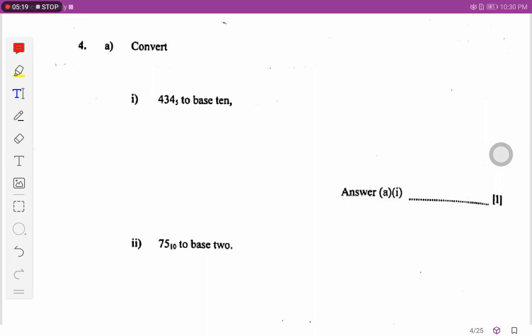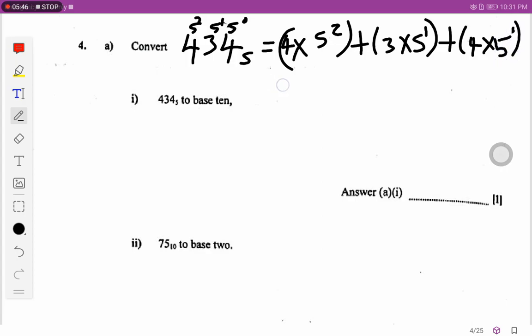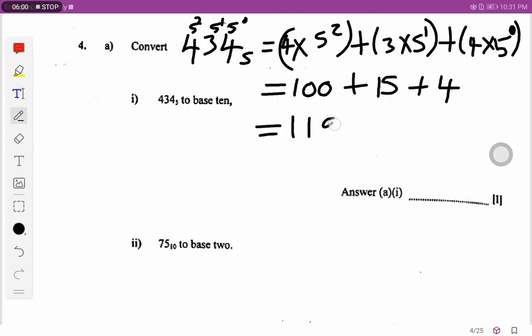Convert to base 10. For this one, when we have 434 base 5, we simply say 5 to the power of 0, 5 to the power of 1, and 5 to the power of 2. So this is going to be 4 times 5 to the power of 2 plus 3 times 5 to the power of 1 plus 4 times 5 to the power of 0. So we get 4 times 25, that's 100, plus 3 times 5, 15, plus 4 times 1, 5 to the power of 0 is 1, so that's a 4. So we get 119 base 10.